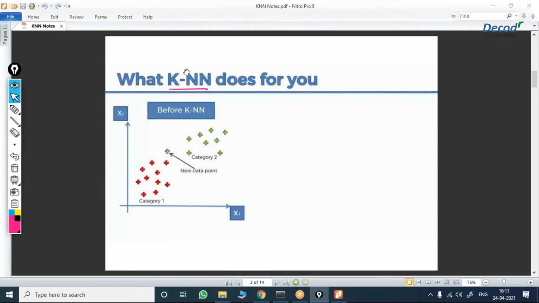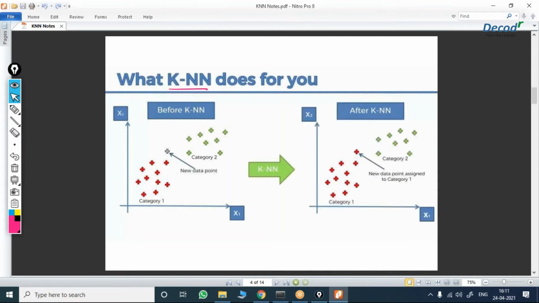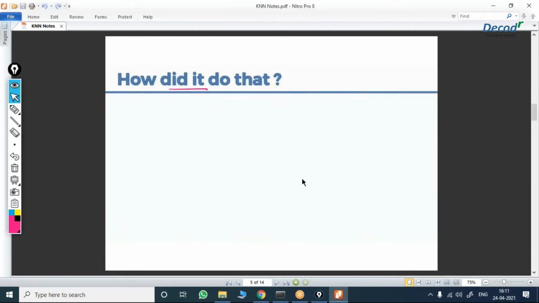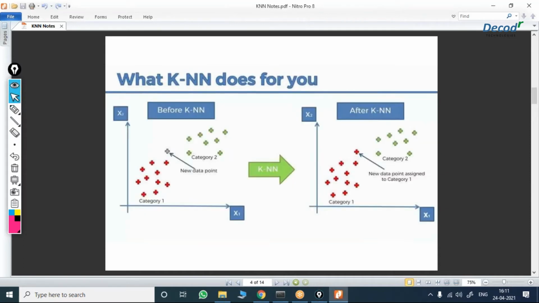NN means nearest neighbors, and K means whatever value you want to give. By applying KNN, it identifies which category the point has to belong to, and it is taken as the red category. Why? As Krishna says, it takes the nearest data points, and among them there are red data points very close to it, so it is considered red.